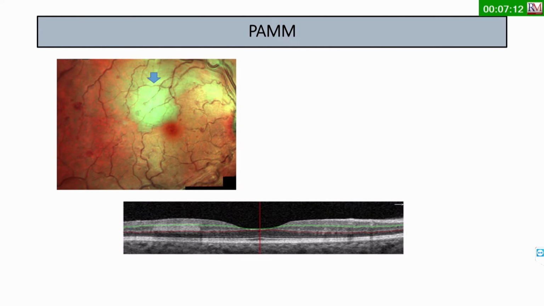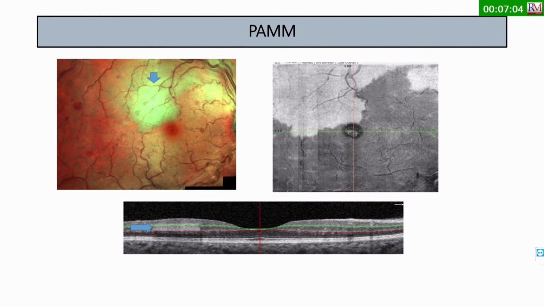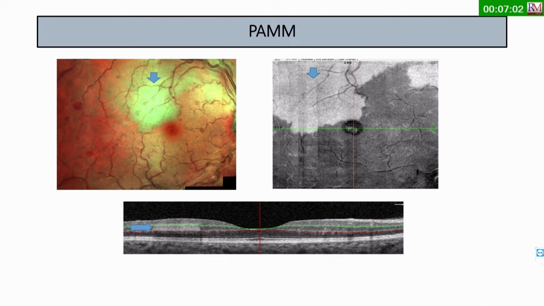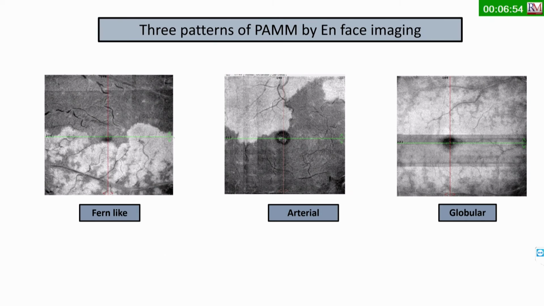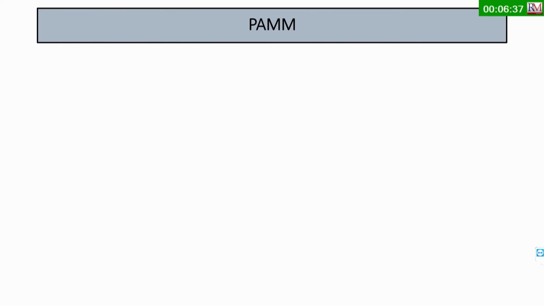Here, a line scan for the same patient, we can detect PAMM lesion in the form of a hyperreflective band-like lesion involving the outer plexiform and inner nuclear layers. Here is the en face for the same patient. We can delineate PAMM lesion in the form of hyperreflective material along the superior temporal retinal artery, giving the arteriolar pattern of PAMM. Three patterns of PAMM have been described by en face imaging: fern-like or perivenular, arteriolar, and the globular pattern. These patterns can explain the extent of ischemic insult affecting the retinal layers. It is also reported that the fern-like or perivenular pattern of PAMM has a better visual prognosis than other patterns.